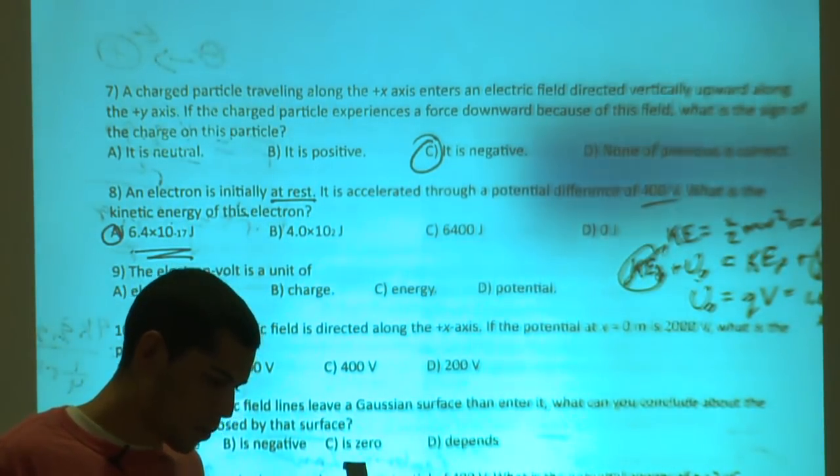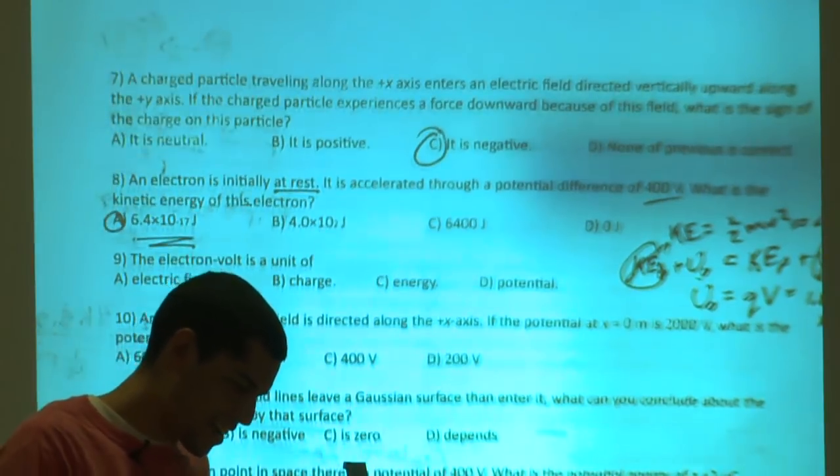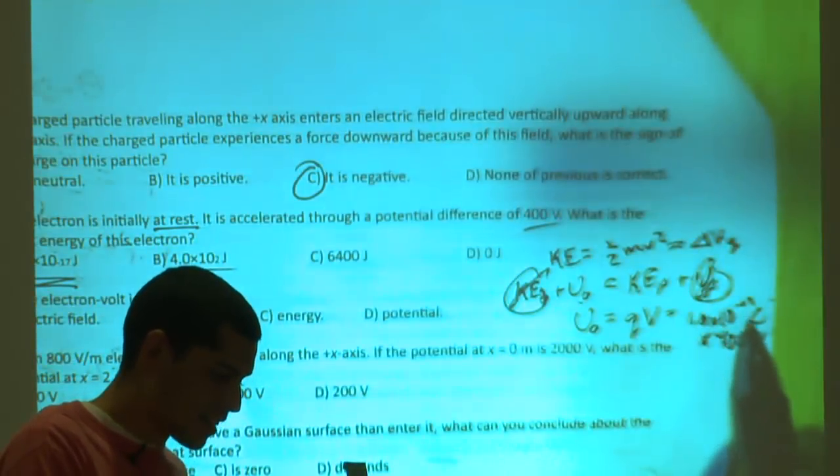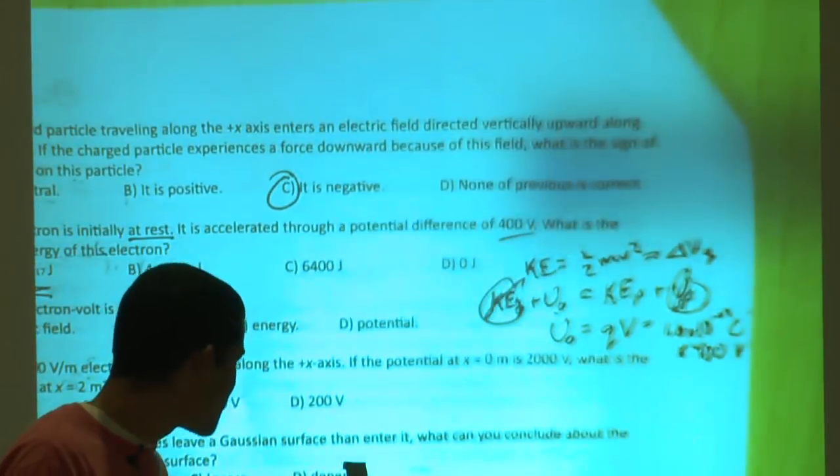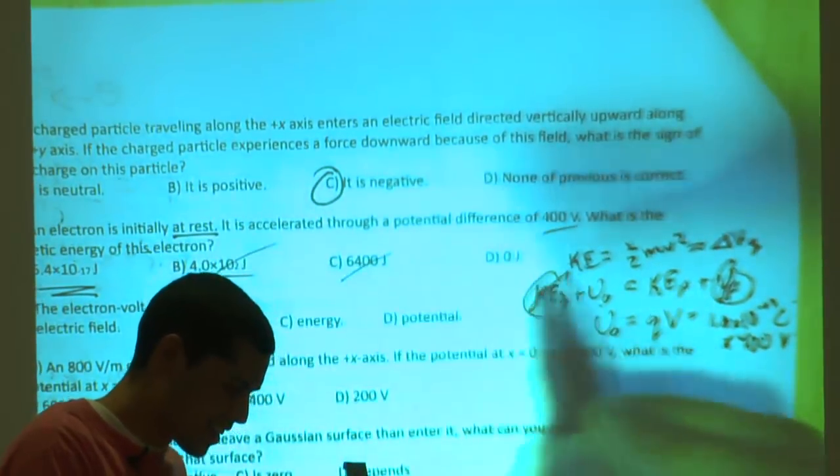And honestly, this question is kind of silly because you can look at the answer choices here. Negative 19 times 400. We don't even need to do any math. You know it's none of these, right?